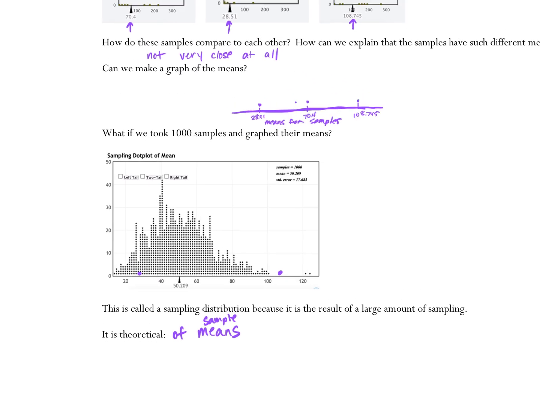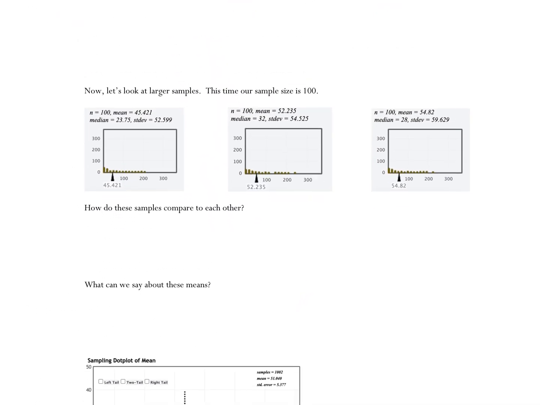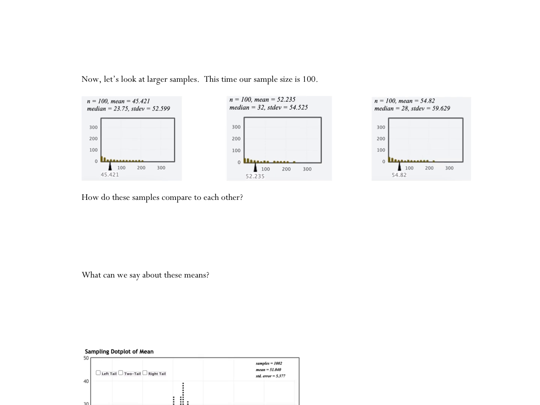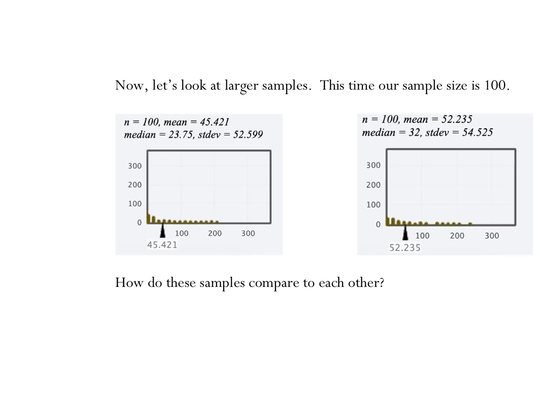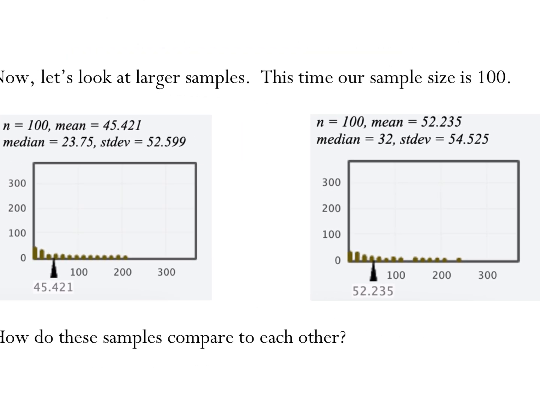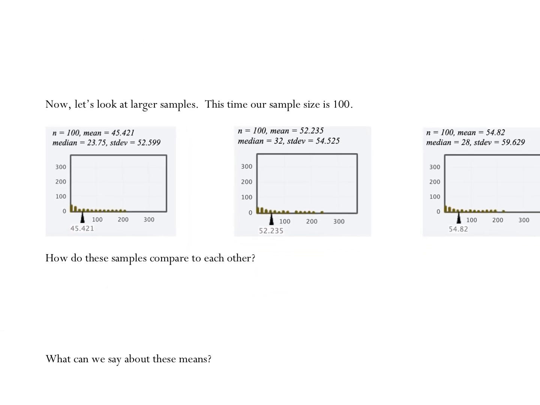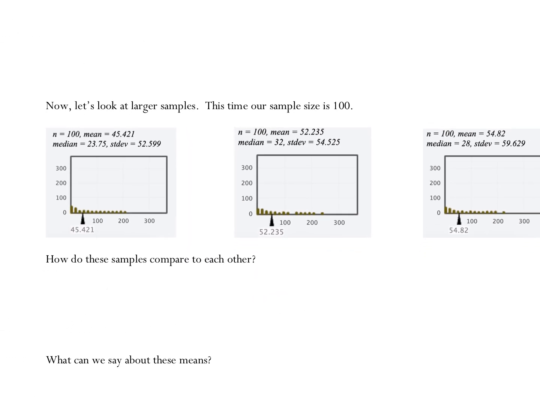Next, instead, what I did is I did a very similar process, but this time, the size of the samples I took was 100. So instead of having 10 points in this graph, there are 100 points in this graph. Is everybody with me? And 100 points in this graph, and 100 points in this graph. And as you're looking at these graphs, how do the samples compare to each other?